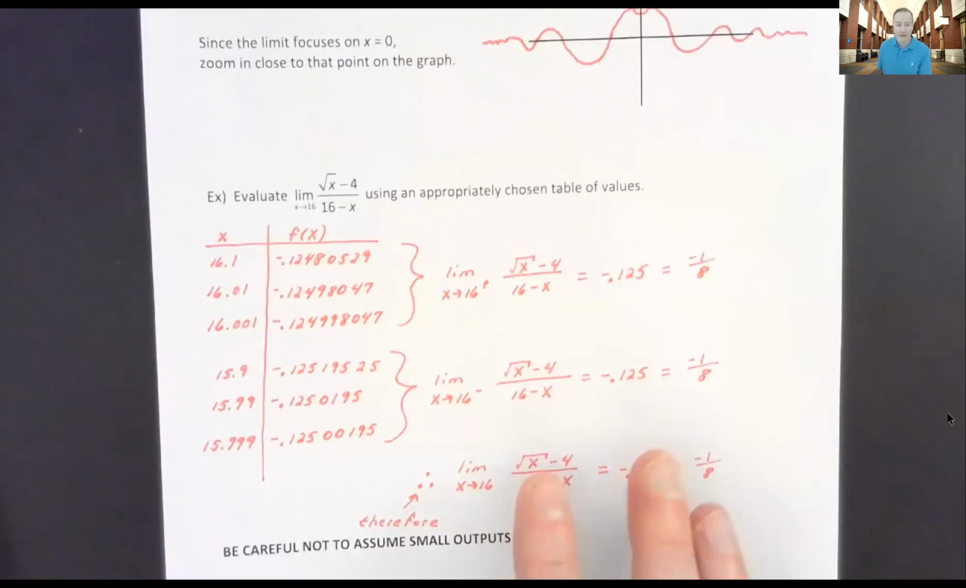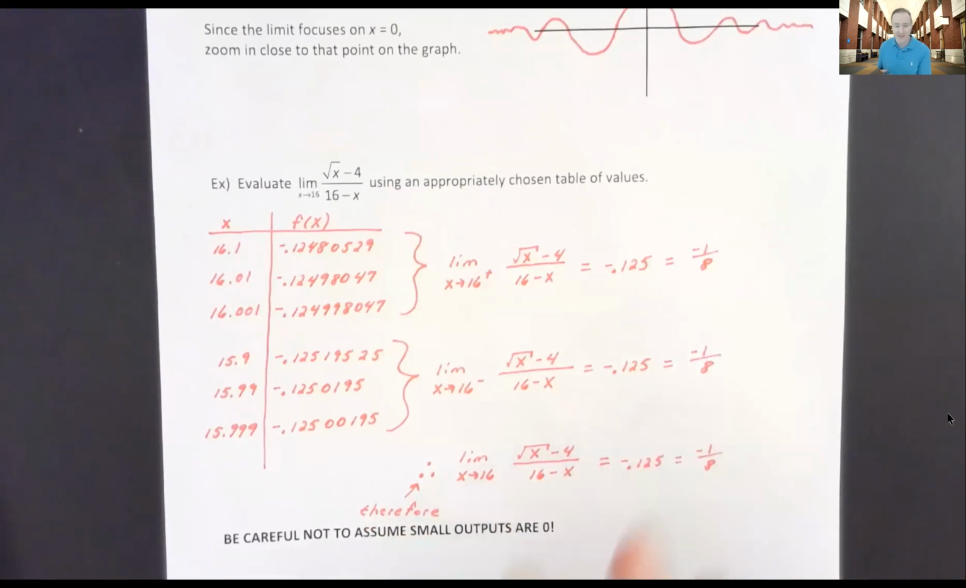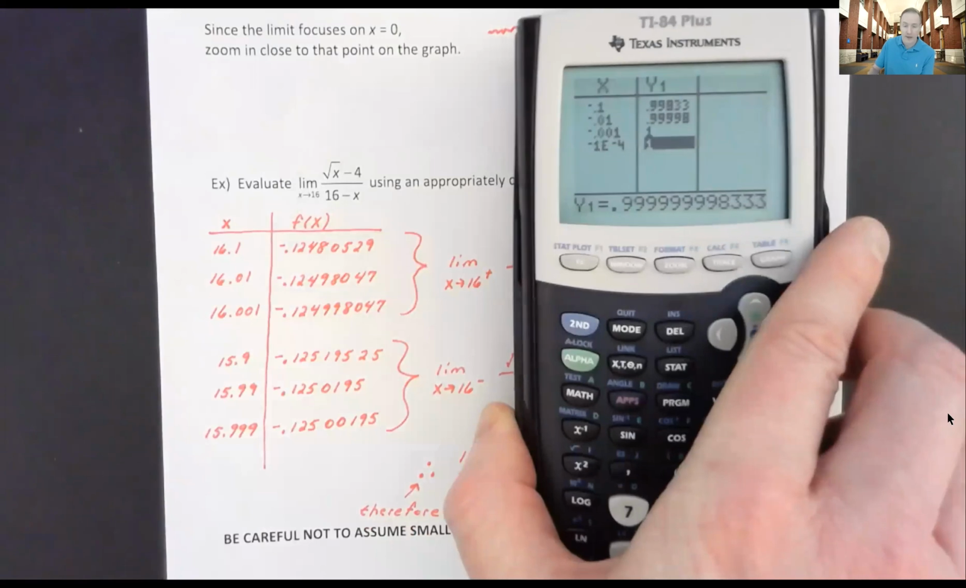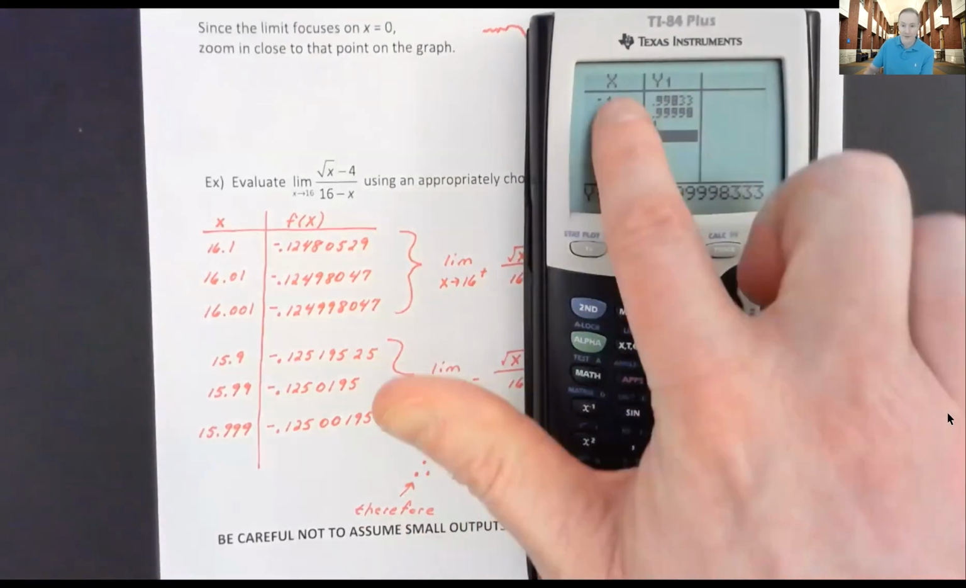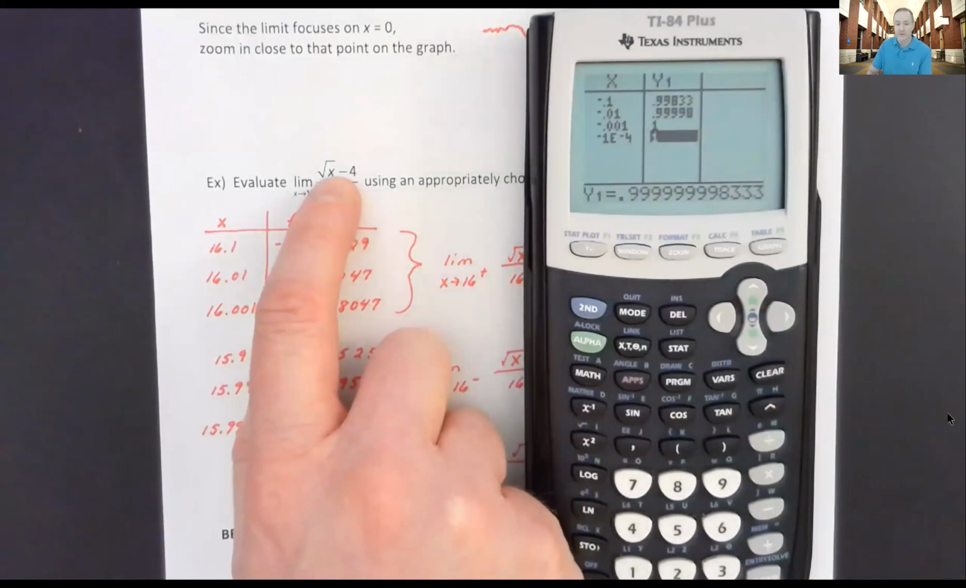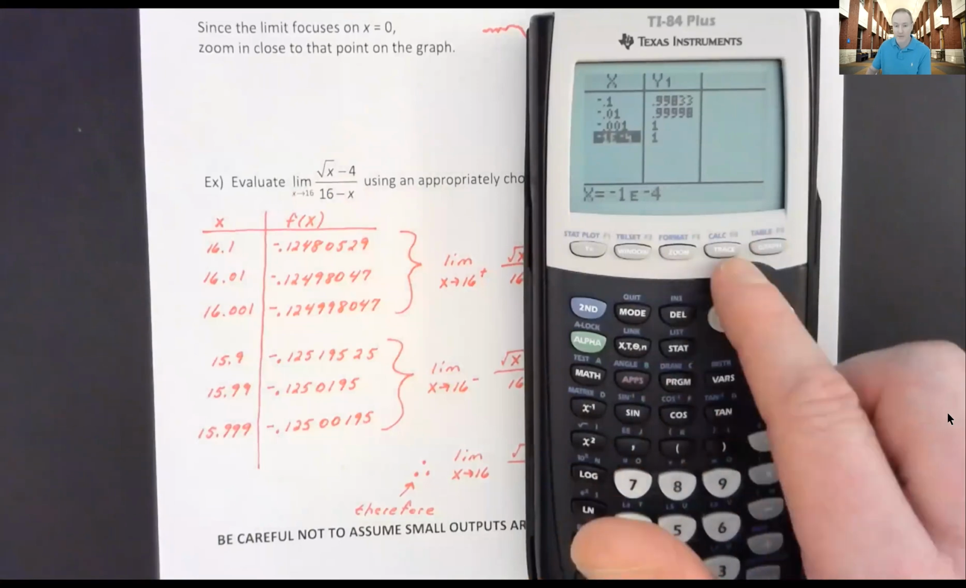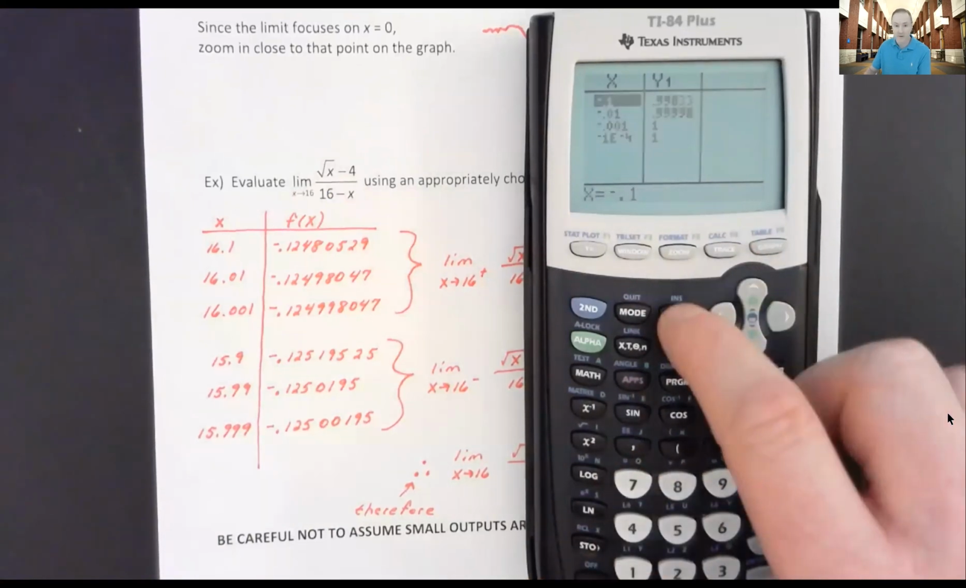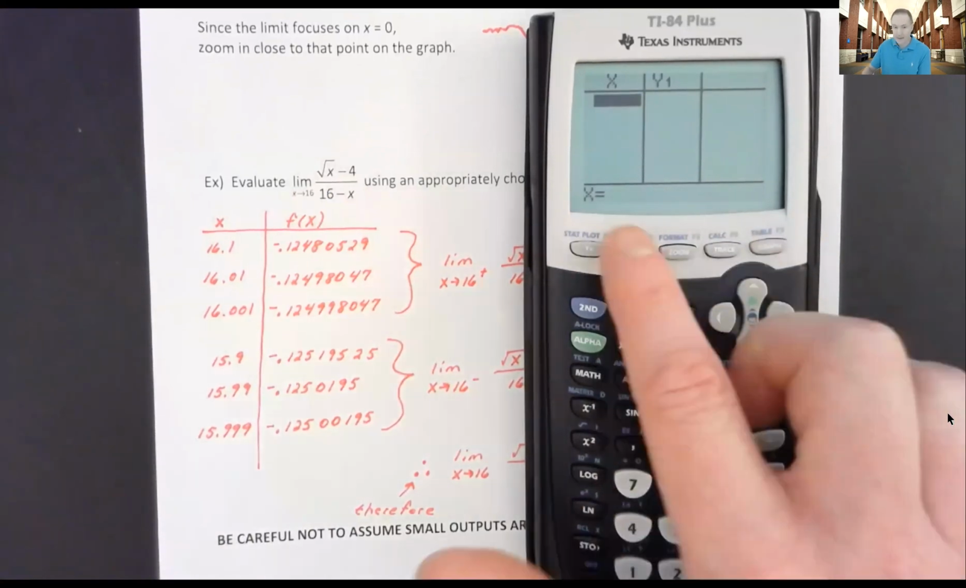Now, for our next problem, I have the limit as x approaches 16 of the square root of x minus 4 over 16 minus x. Before I do this problem, I need to delete out these x values. The reason is that this problem has square roots in it, which means negative values will not be defined, so that'll cause problems. I'll go ahead and delete those out.